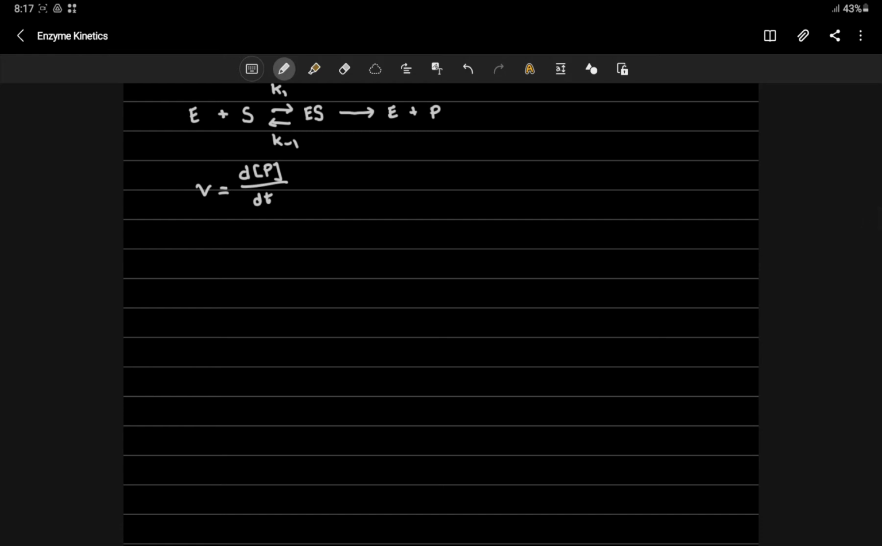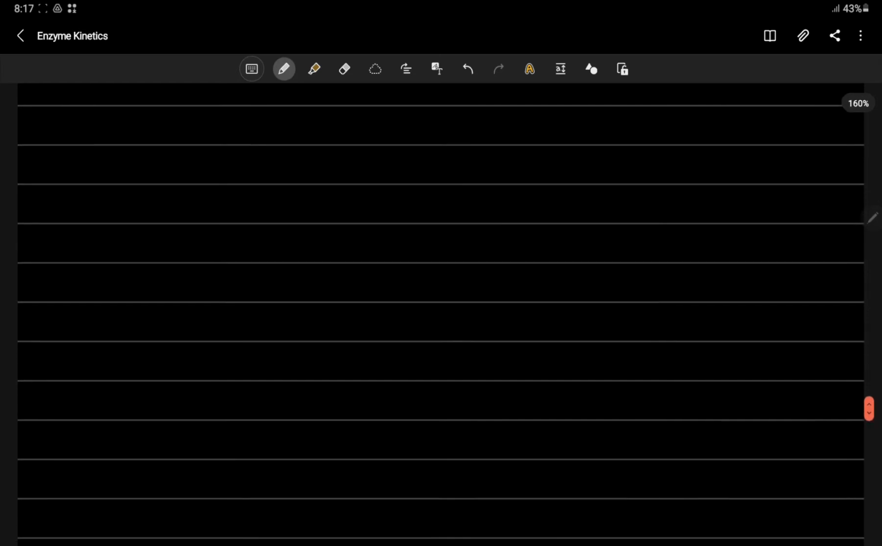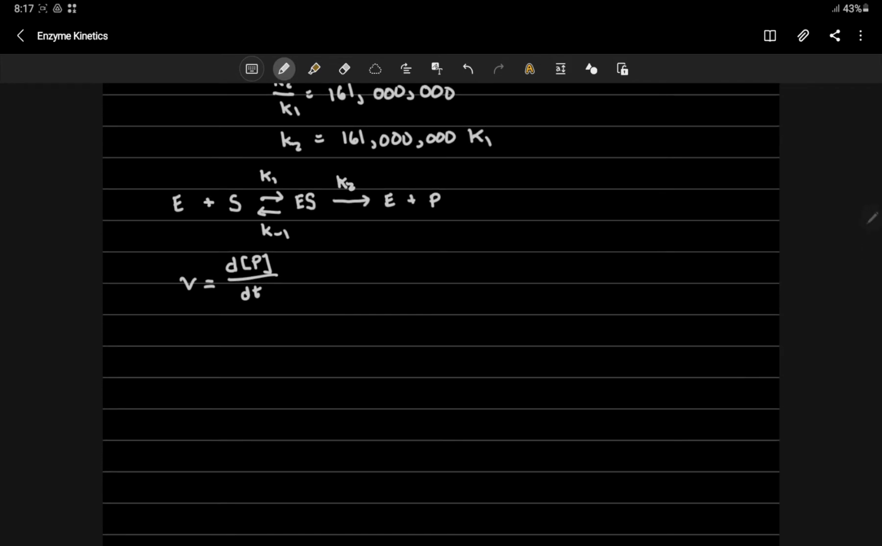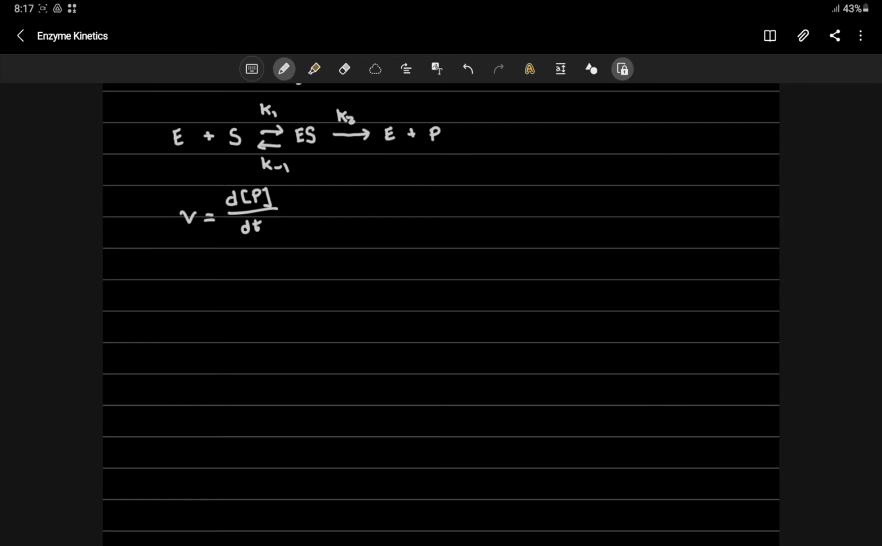Alright, so yan yung ating rate of reaction. Kung gaano nag-change yung concentration of the product with time. Now, if we will call this K2, okay, one moment. So, tatawagin natin itong K2. And then, ang mangyayari sa ating rate of reaction, it's also equal to what? K2 times the concentration of your enzyme substrate complex. Again, the rate is equal to K2, which is the rate constant, times the concentration of your enzyme substrate complex.